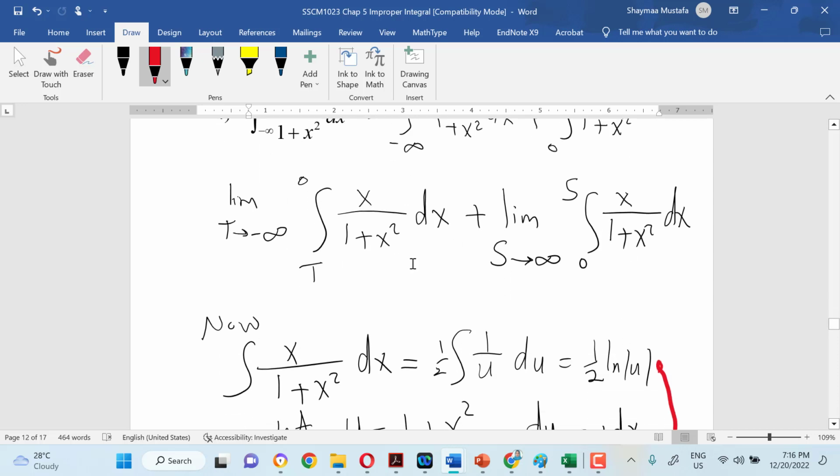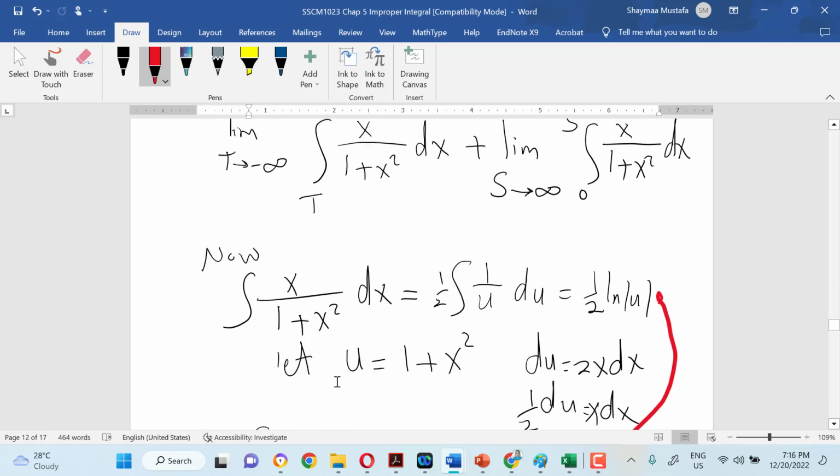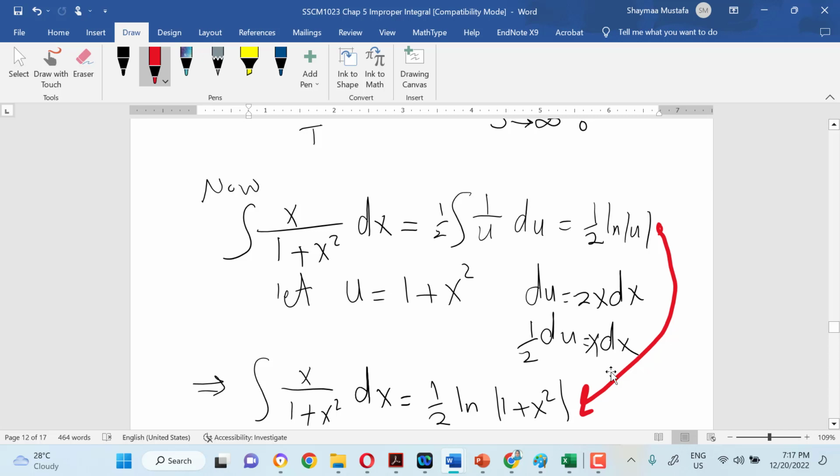Okay, now I need to evaluate the integration. What is the integration of x over 1 plus x squared? Using substitution, if you use u equal to 1 plus x squared, then du will be 2x dx. So 1 over 2 du is x dx. So I will rewrite my integration in terms of u. So x dx here will be replaced by 1 over 2 du.